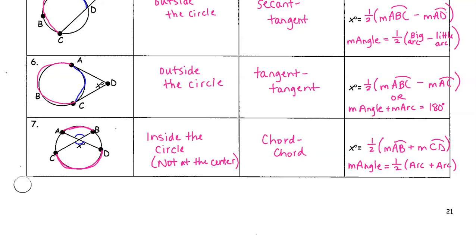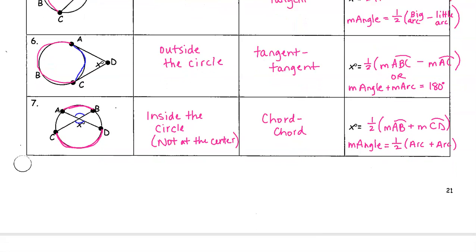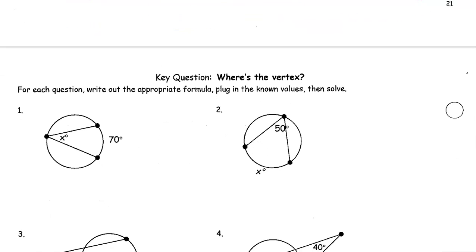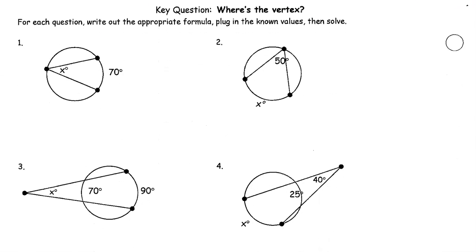So if it's at the center, it's equal. On the circle, it's half. Outside, it's half the difference of the two arcs. If it's inside, it's half the sum of the two arcs. So that's the main thing you need to know. Don't focus so much on knowing whether it's a tangent, tangent, or a secant, tangent, or chord, chord. That's not as important as locating the vertex. So let's do some examples with these.